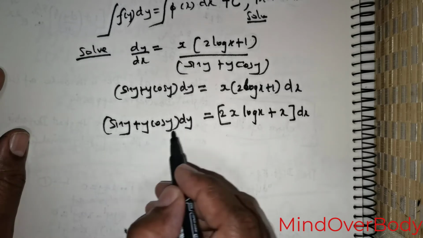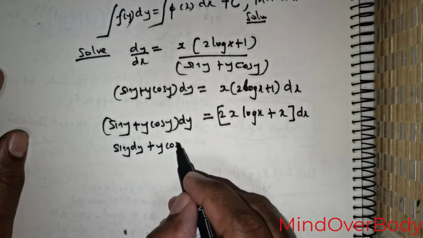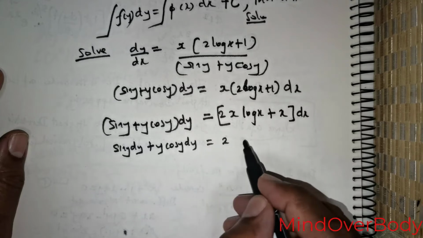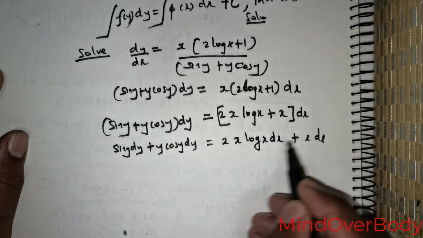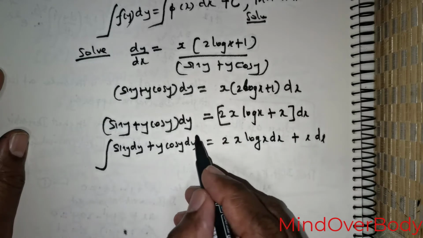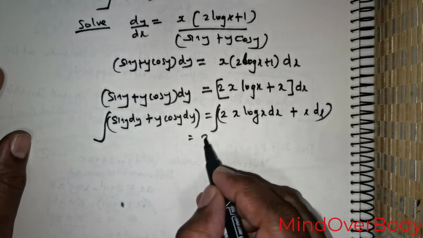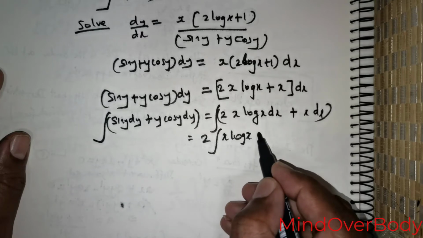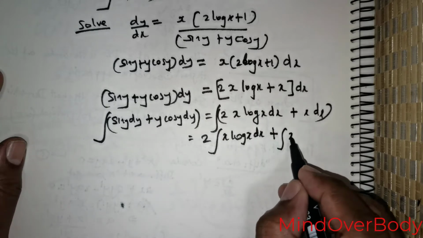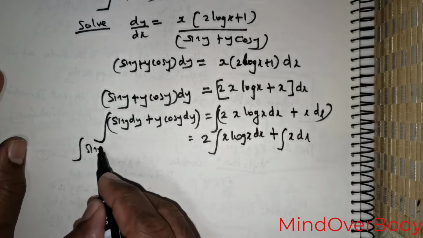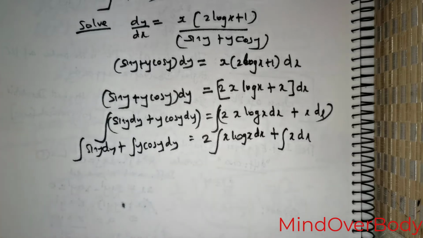Now if I were to remove the parenthesis, this is going to be sin y times dy plus y times cos y times dy is equal to 2 times x times log x times dx plus x times dx. So I will be performing the integration like this. Now this can be rewritten as 2 times integral x times log x dx plus integral x times dx. Over here it's integral sin y dy plus integral y times cos y dy. So this is what I've got.